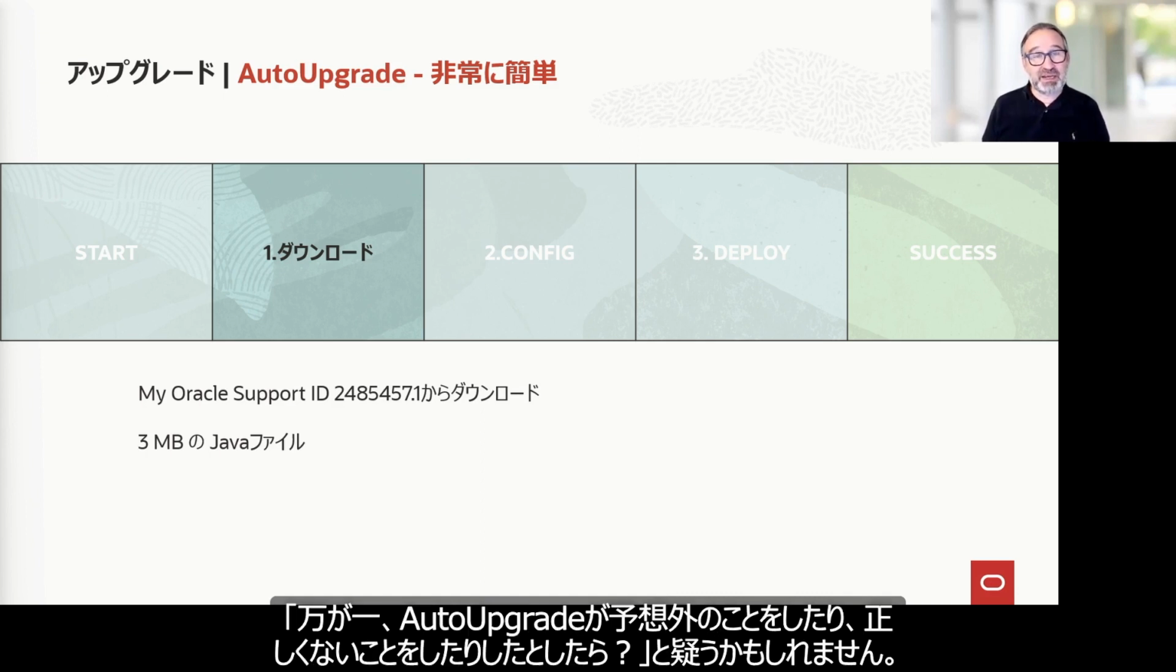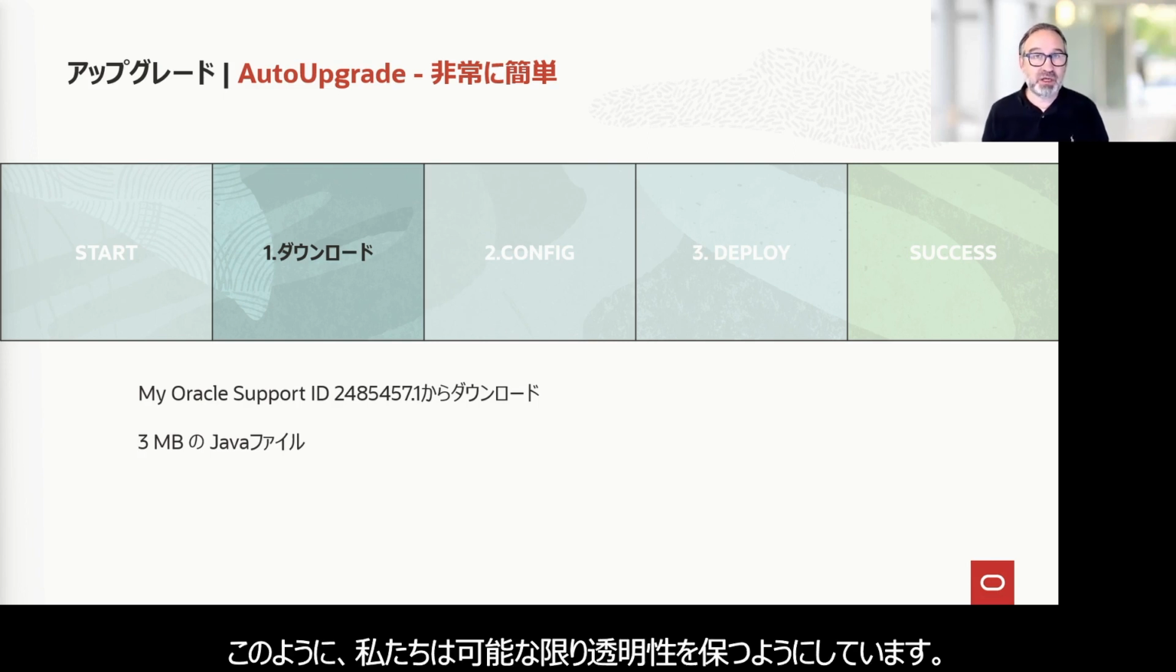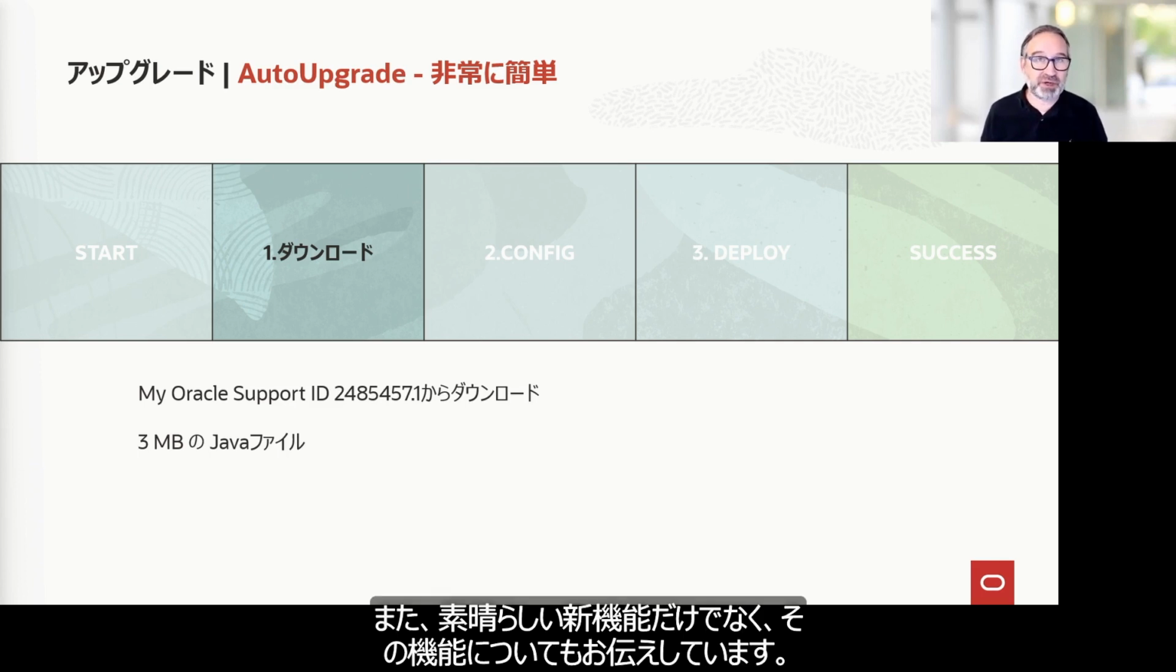And just in the unlikely event, not of loss of cabin pressure, but of AutoUpgrade doing something unexpected and not right, in this note you always find the previous versions of AutoUpgrade when you scroll down to the bottom of the note. And you find also a changelog. So we try to be as transparent as possible. We tell you what we fixed with that version of the tool, and not only all the great new features, but we tell you about the known issues as well.